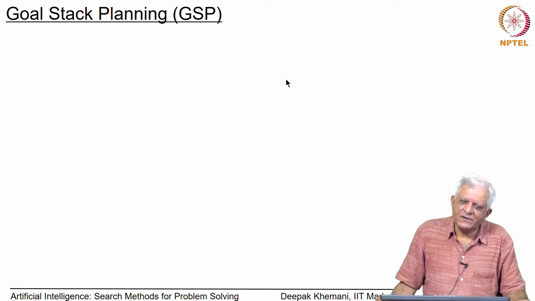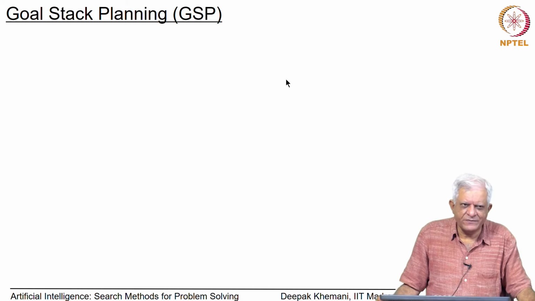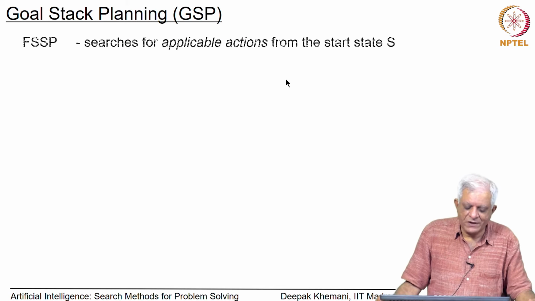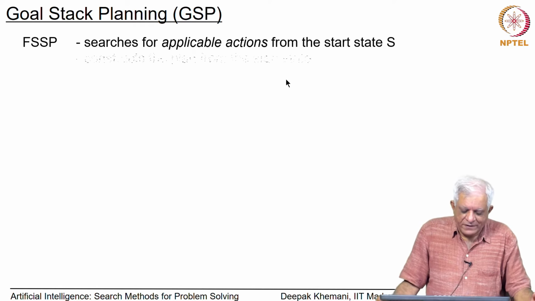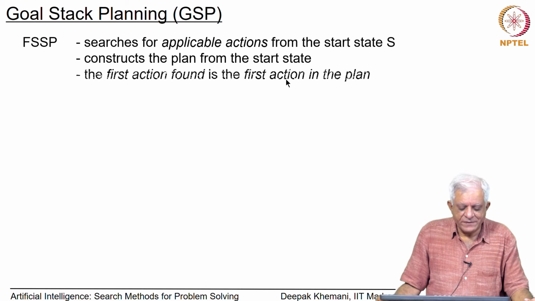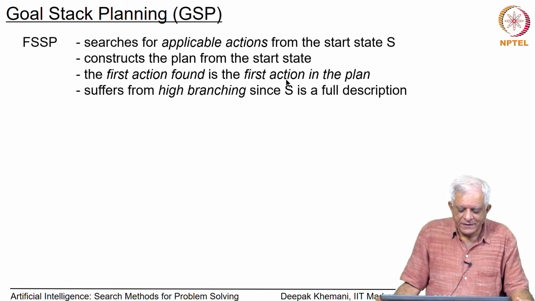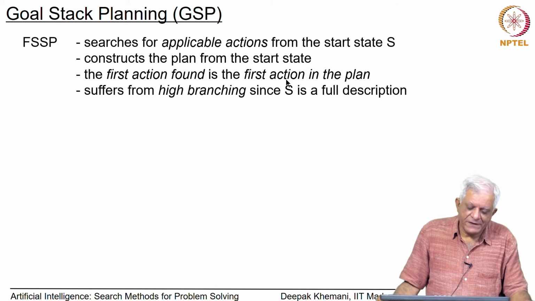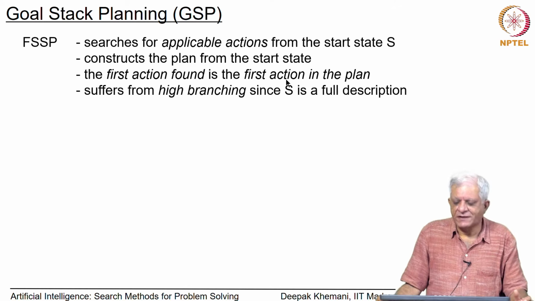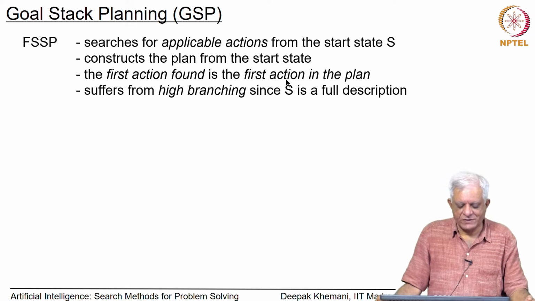Now, let us look at an algorithm called goal stack planning. It kind of combines the best features of the two algorithms that we have seen. Forward state space planning searches for applicable actions from the start state. It constructs a plan from the start state. We have been observing this. An important point is that the first action that this algorithm finds is the first action in the plan as well. In other words, it will be the first action that will be executed when the plan is executed.